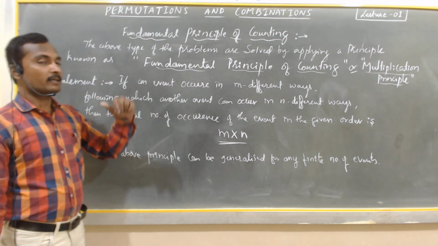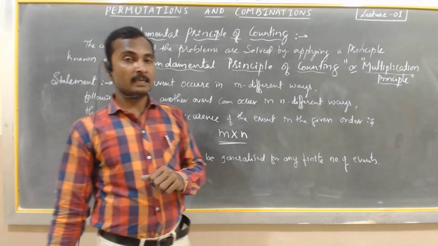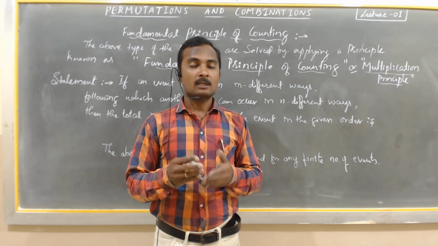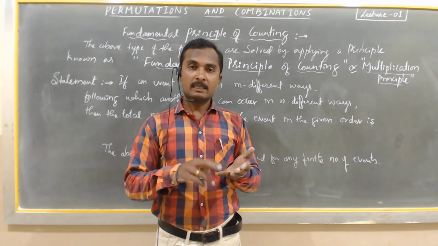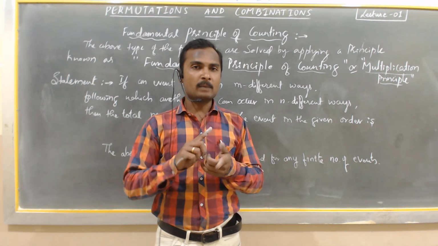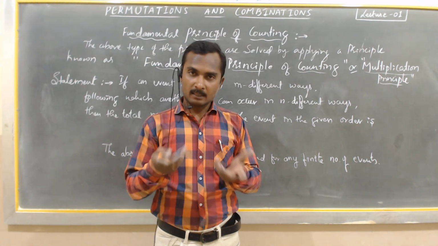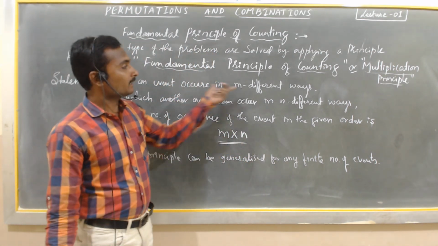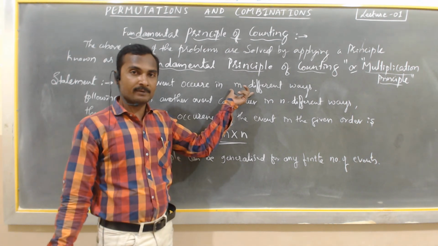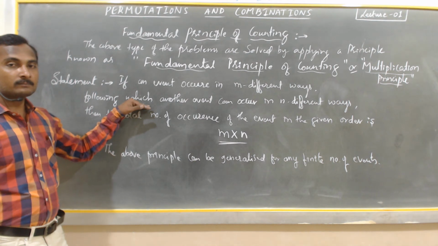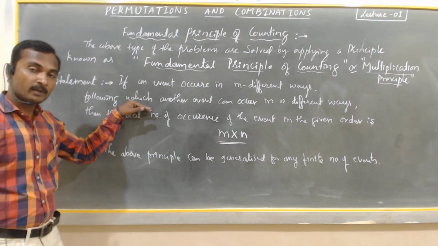An event occurs. I told you about the first example where there are total 3 pants and 2 shirts. One pant can possibly make a pair with 2 shirts. That is an event. What possible combination can be calculated is an event. So here, if one event occurs in m different ways, and another event following which, what do you mean by following which?